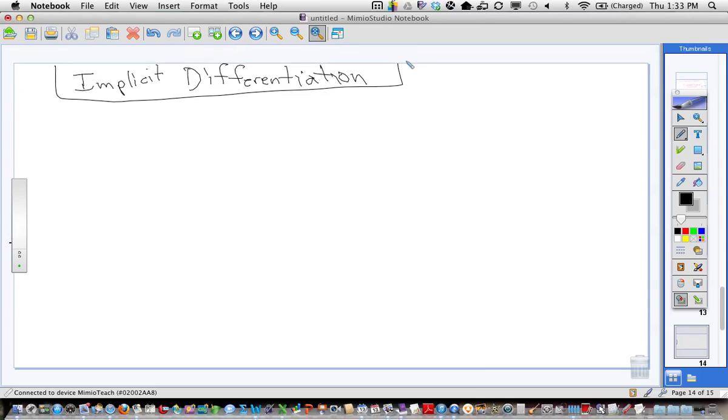Now, differentiation is the act of differentiating. That means doing the derivative. Differentiation is doing the derivative. Okay? All right, so what is implicit differentiation? Well, as opposed to explicit differentiation.